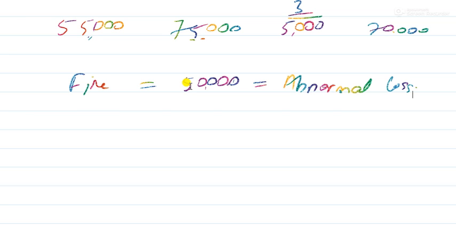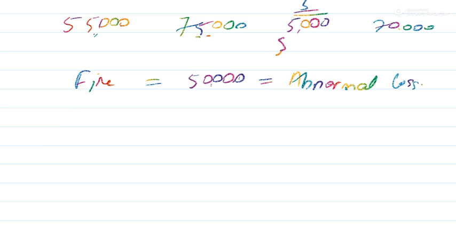Because of this abnormal loss, the profit was reduced. And abnormal loss does not happen every year. So we just add the abnormal loss to the profit, and that becomes my normal profit, 55,000. Now add all these four and then divide by 4, and you will get your average profit.